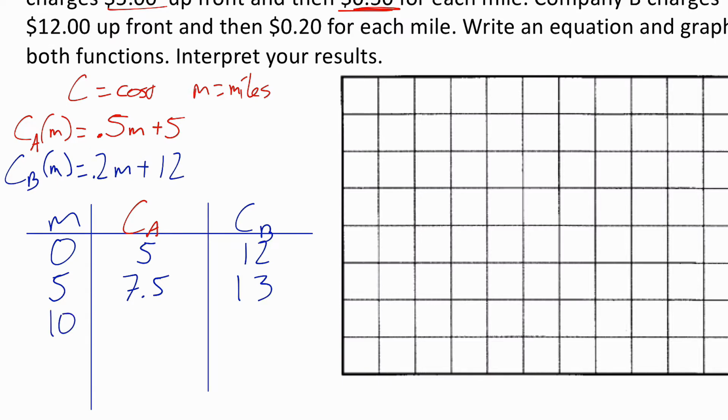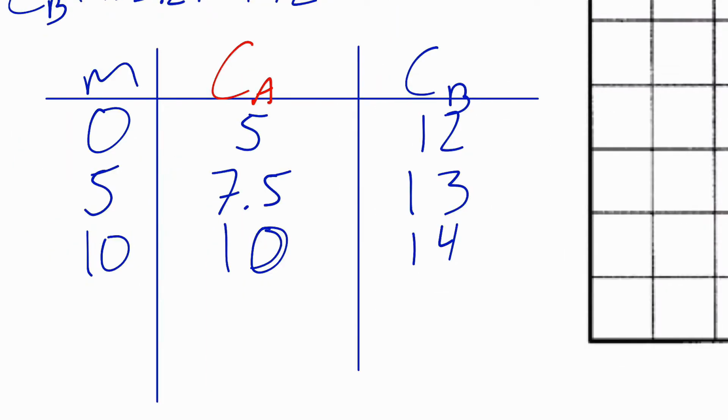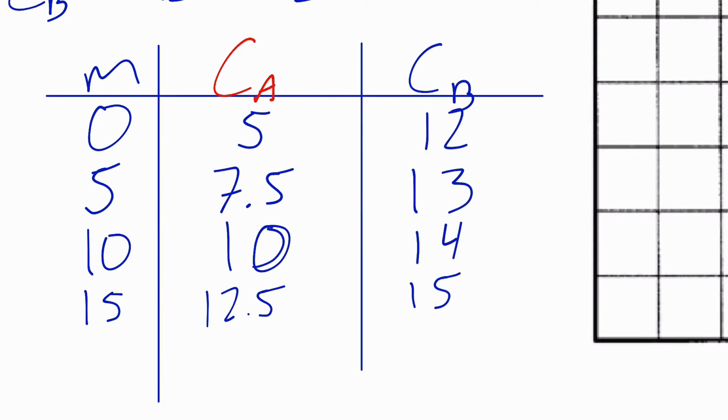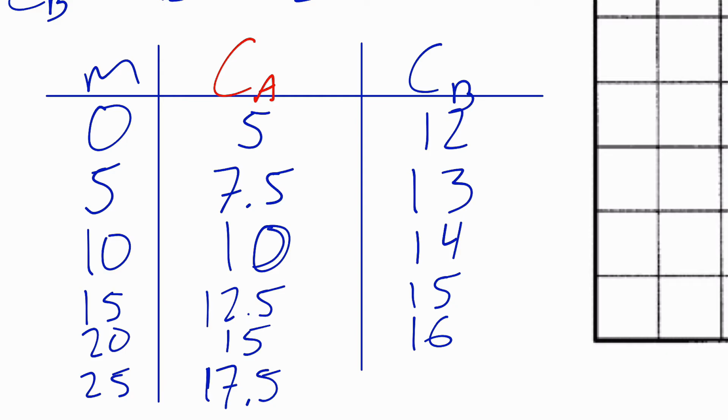If we go a total of 10 miles, we're going to be up to $10 for company A, and then $14 for company B. Let's go 15 miles. We get $12.50 for company A, and that'll cost us $15 for company B. Let's go a little bit further. Let's do 20 miles: $15 for company A, and $16 for company B. And for 25 miles, it would cost $17.50 for company A, while just $17 for company B.